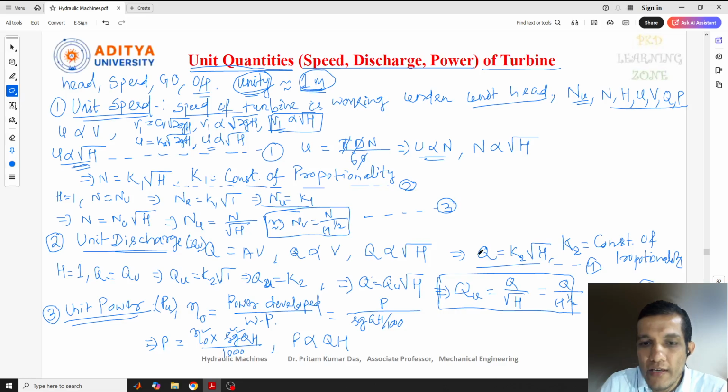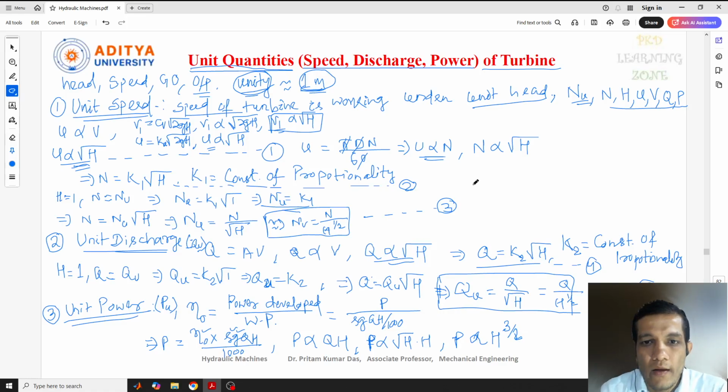Now previously we have seen that Q is proportional to root over of H. Just put the value here. So you can write P proportional to, in the place of Q, root over of H into H. If I write this, then again I can write P is directly proportional to H to the power, this is 1 by 2, this is 1. If I add these, we will get 3 by 2.